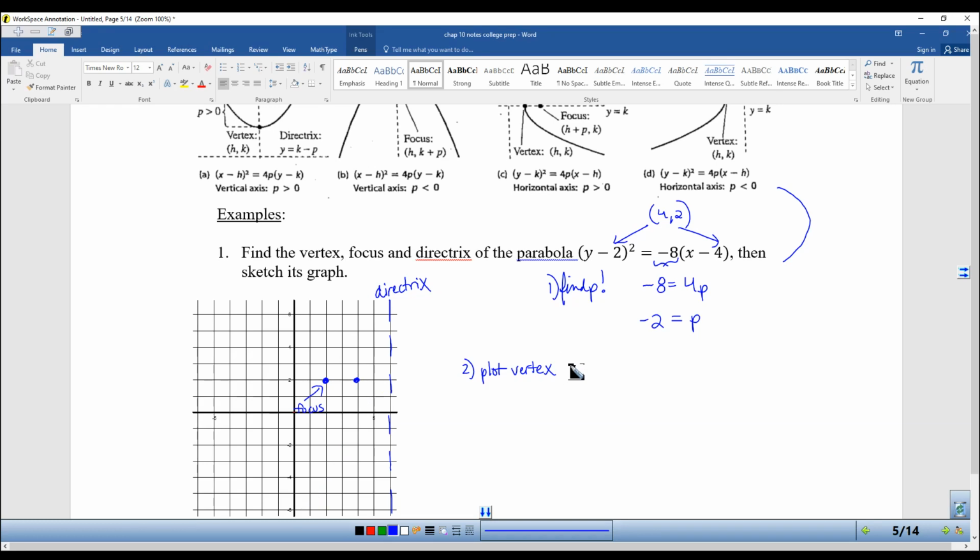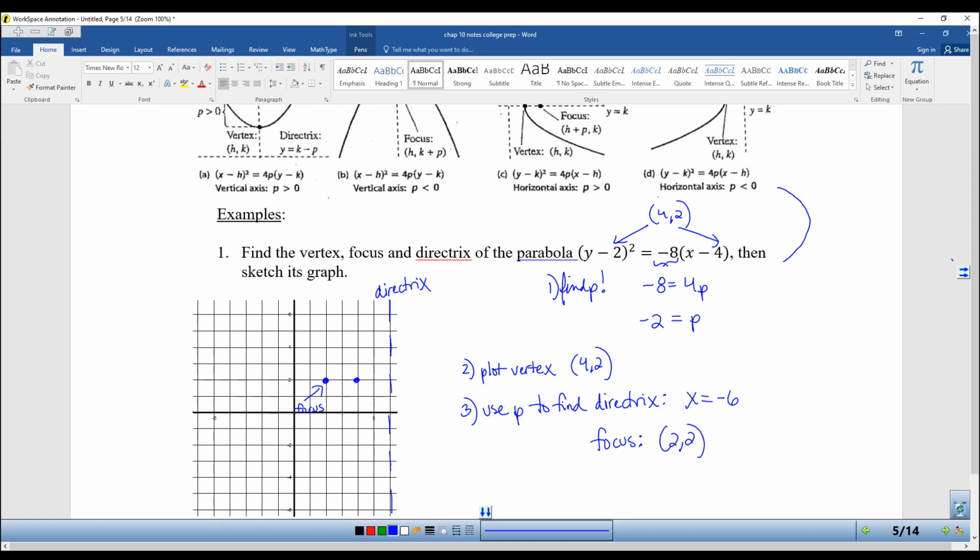So I can plot the vertex, 4, 2. And then step 3, use P to find the directrix, which for ours is a vertical line, which means it's x is equal to. Remember that sometimes the directrix is going to be horizontal and then it's going to be y is equal to. X is equal to -6. And use P to find the focus, which for us is going to be 2, 2.